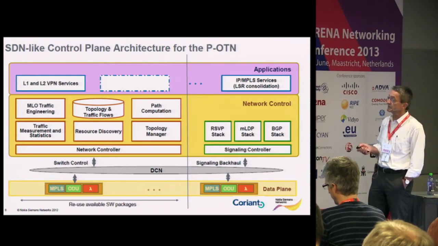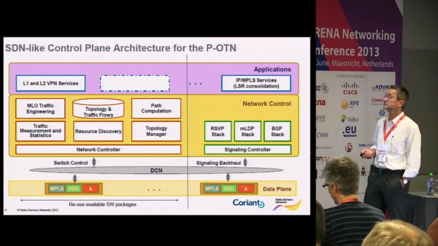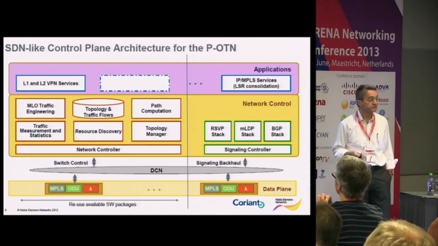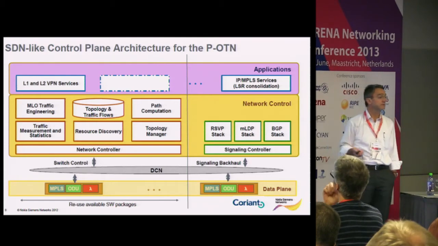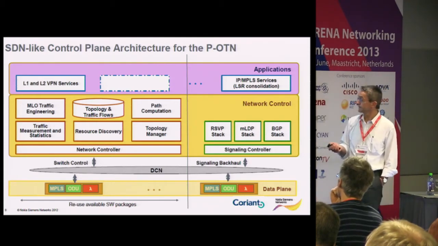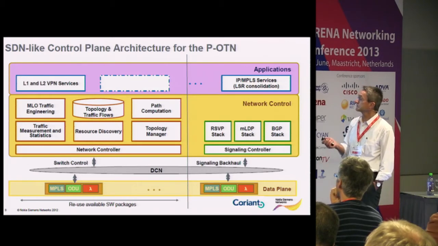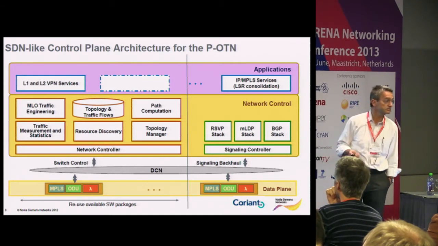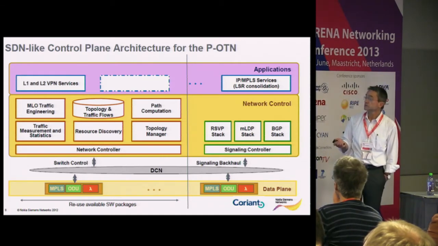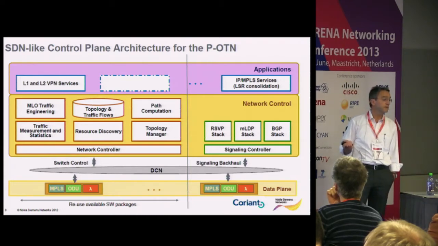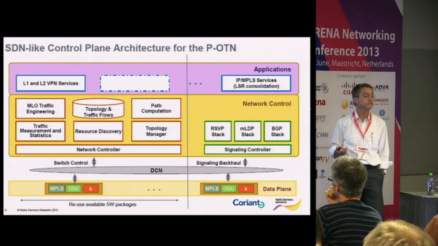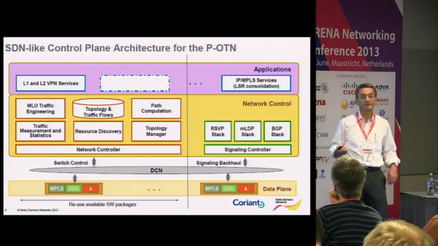Resource discovery, multi-layer optimized traffic engineering, topology database, and so on. And on top of this, some applications, for example, layer 1, layer 2, layer 3 VPN services. This basically reuses a lot of available software packages, because we have these software packages in our network management system and in our planning tools. And partly for real multi-layer optimization, it is still a separate software package, but it's available.